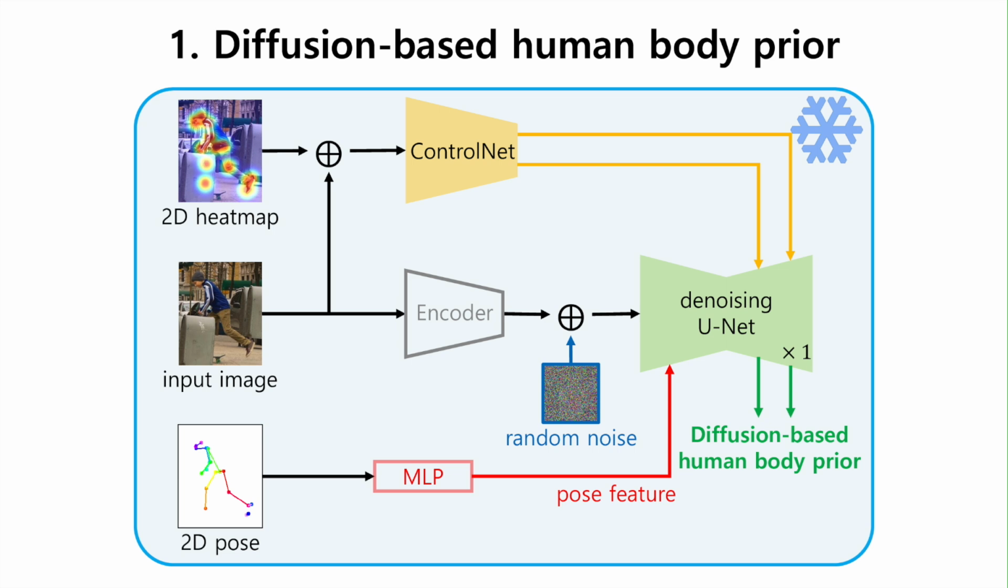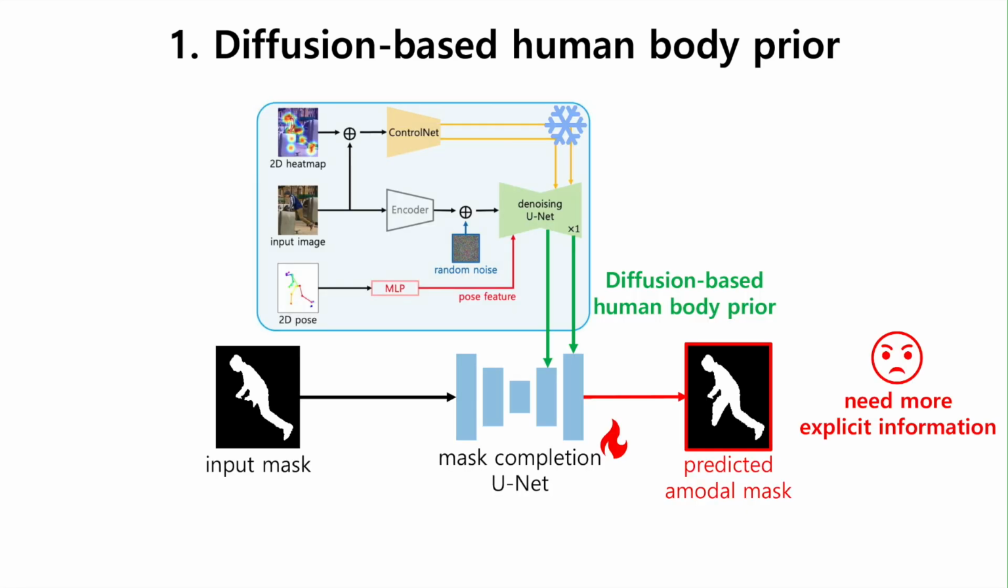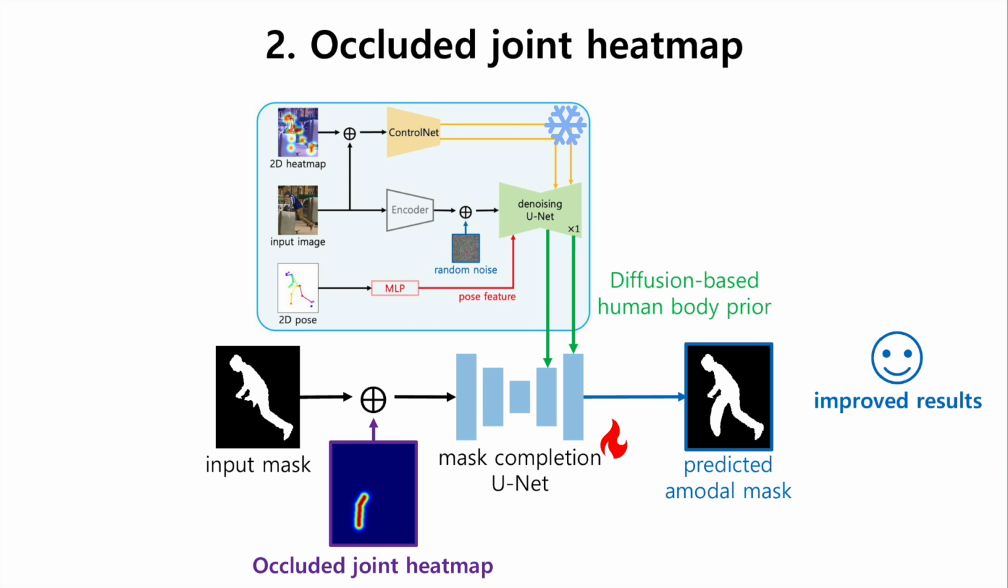Like the diffusion prior, the diffusion-based human body prior uses a single denoising step. It uses pose features instead of text embeddings and includes a 2D heat map-based control. We freeze this process. Using this prior, the mask completion UNet predicts the amodal mask, but it is insufficient under heavy occlusions. To provide a more explicit prior, we introduce an occluded joint heat map as a cue for occluded regions, improving performance on those areas.